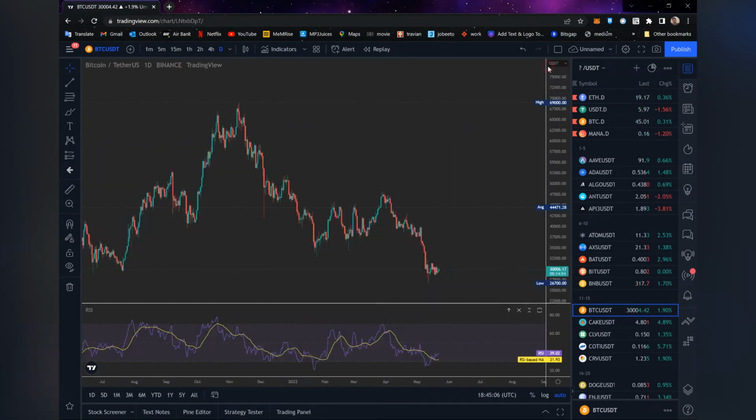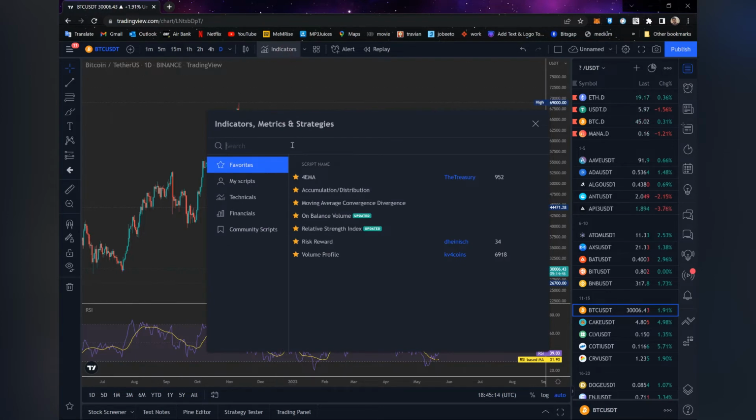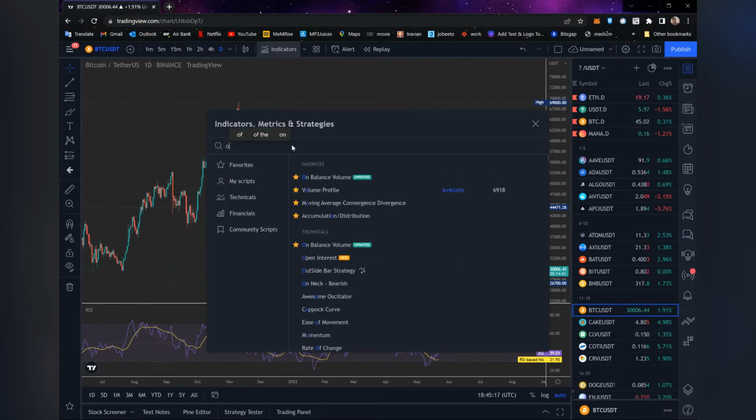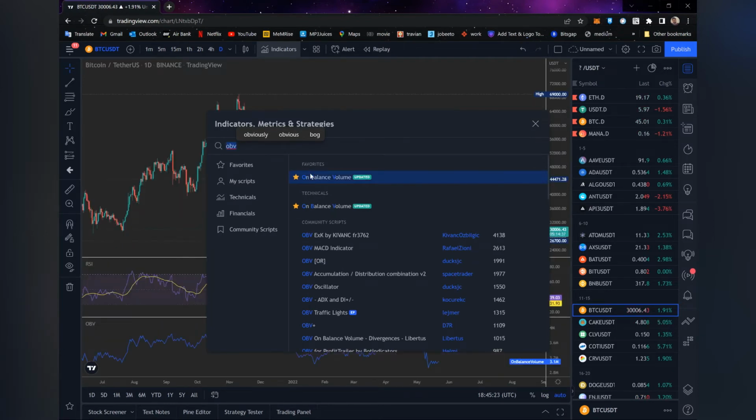The next indicator I'm going to talk about is called OBV. Okay, we add it like any other way. We search it here. OBV, On Balance Volume. The On Balance Volume indicator is used in technical analysis to measure buying and selling pressure. It is a cumulative indicator, meaning that on days where price went up, that day's volume is added to the cumulative OBV total. If price went down, then that day's volume is subtracted from the OBV total.